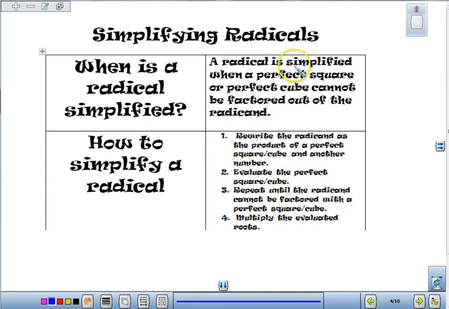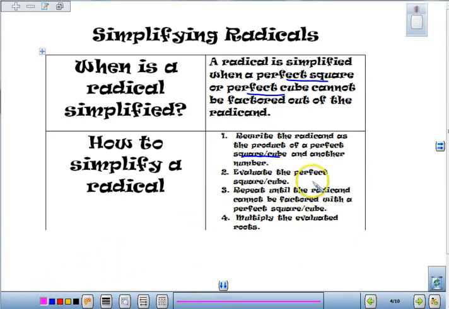Today's lesson is simplifying radicals. Well, key thing, how do you simplify a radical? A radical is simplified when a perfect square or perfect cube cannot be factored out. So the key thing we want to do when we simplify our radical is we want to try and rewrite the radicand as the product of a perfect square or perfect cube. That's why that list of perfect squares and perfect cubes are so important to memorize.